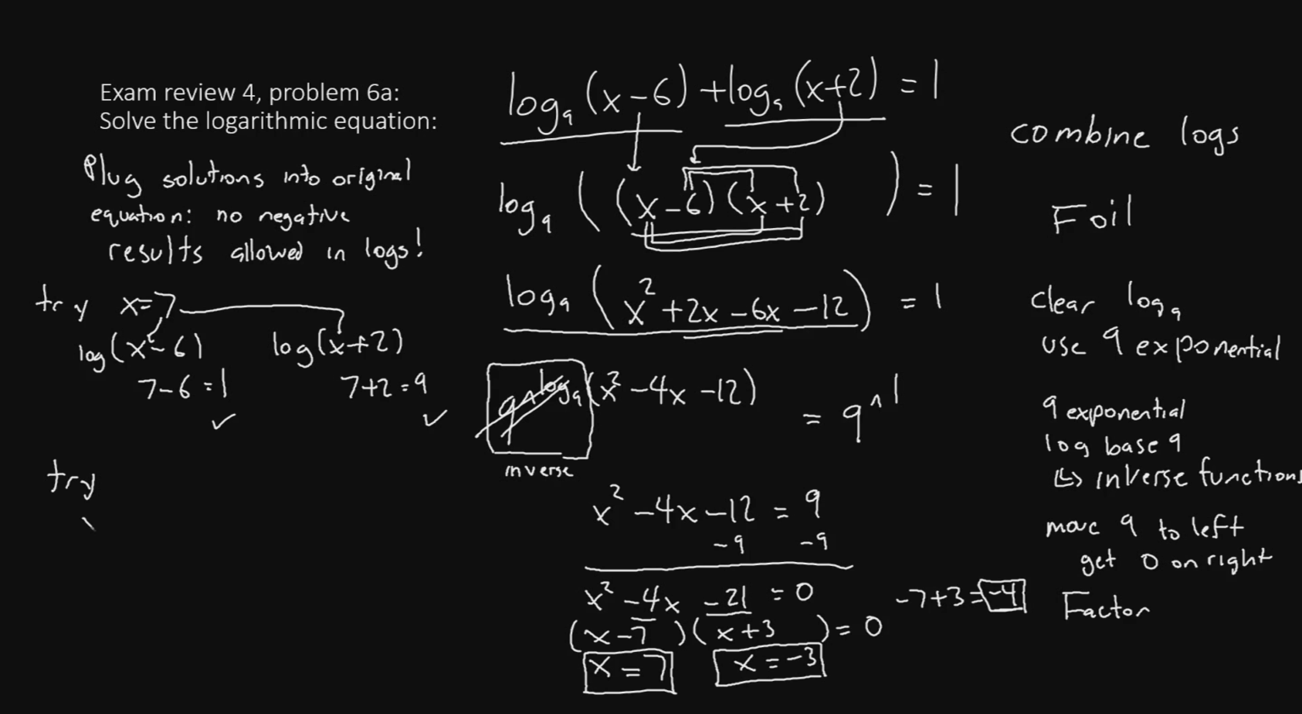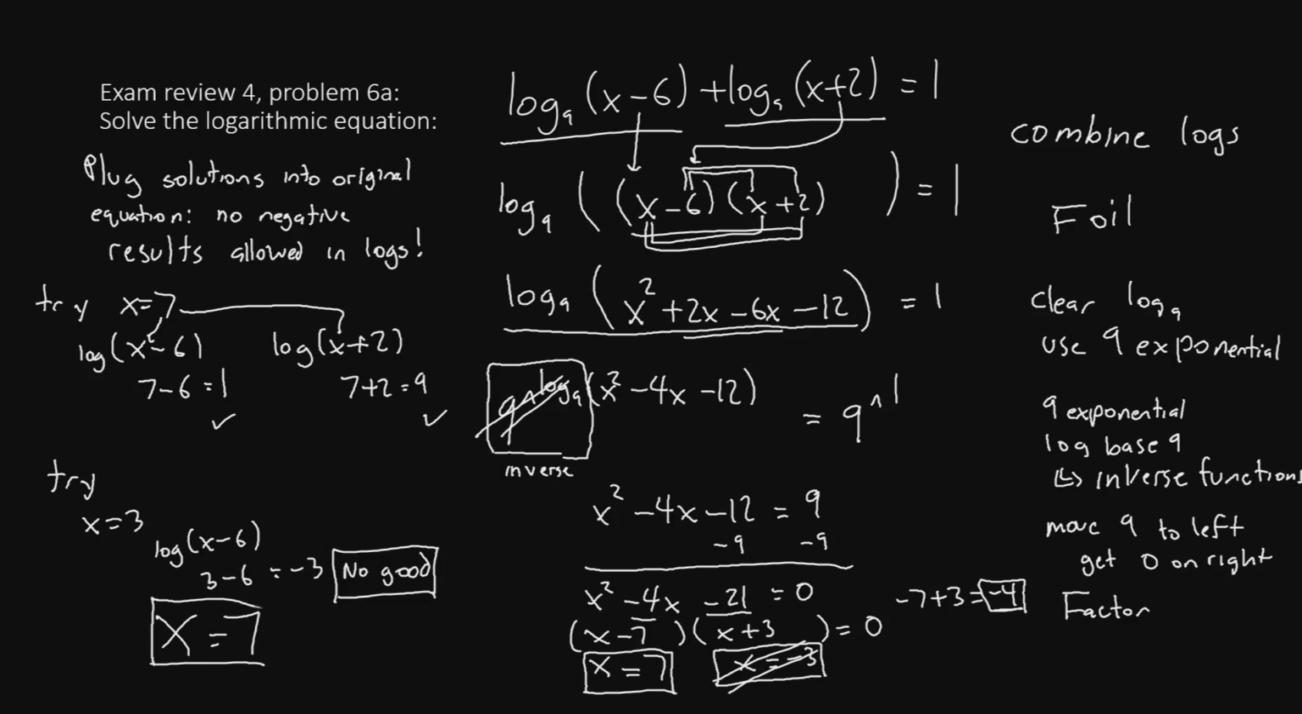Now try x equals negative 3. If we plug negative 3 into the x minus 6, we'll get negative 3 minus 6, which is negative 9, and that's no good. This means that x equals negative 3 is not an acceptable solution. The only true solution is going to be x equals 7. So when you answer this question, answer only with x equals 7. It would not be correct to say that x equals negative 3 is one of your answers.